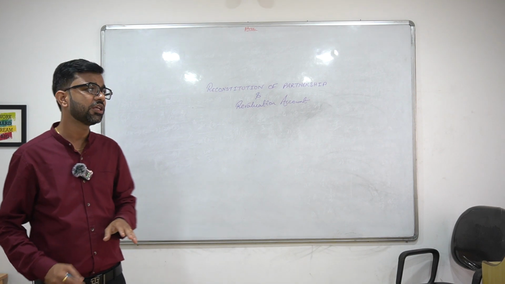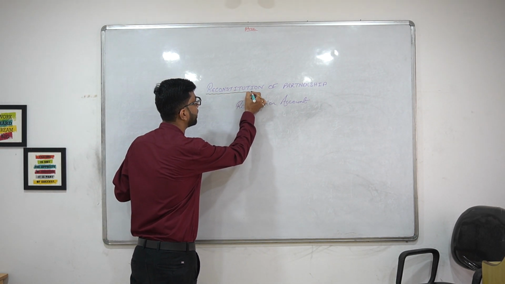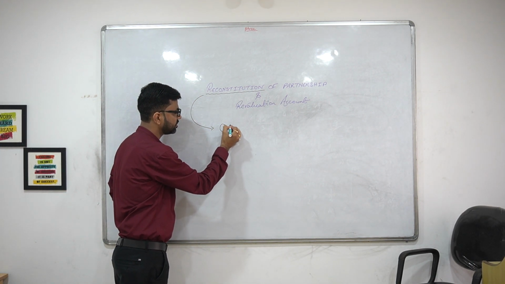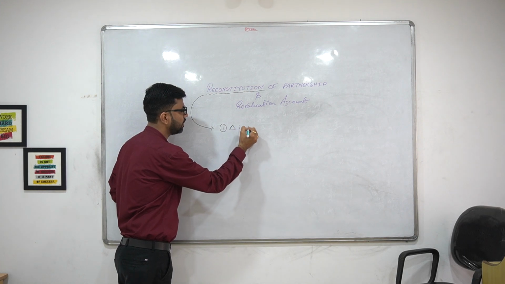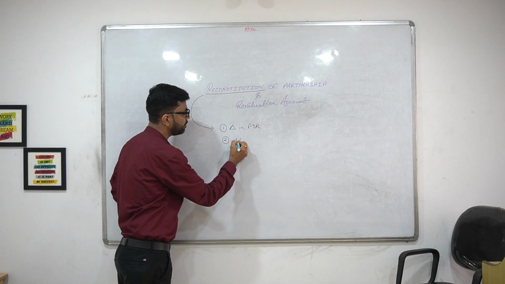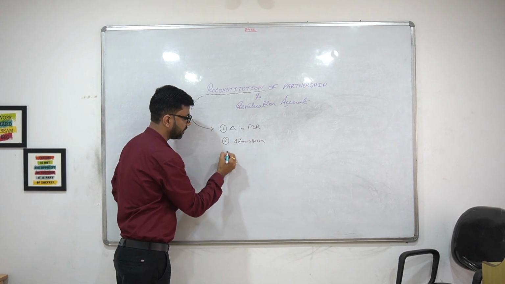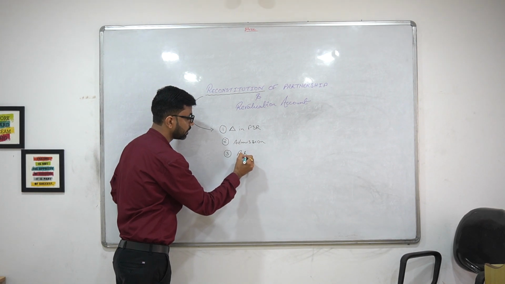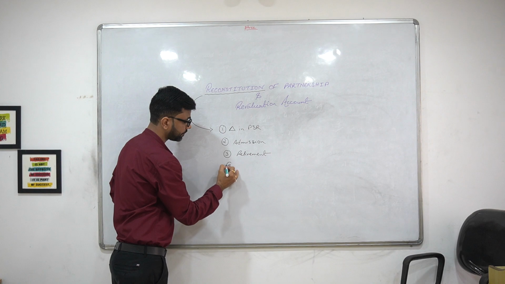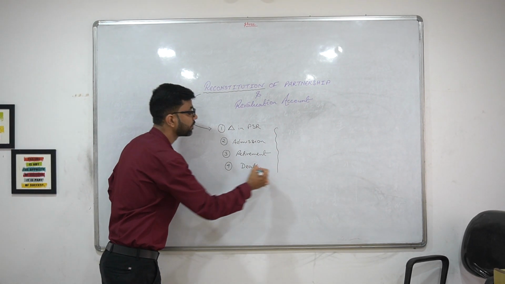As per our syllabus, we have 4 chapters under reconstitution of partnership, and they are: number 1, change in PSR; number 2, admission of a partner; number 3, retirement of a partner; and number 4, death of a partner.